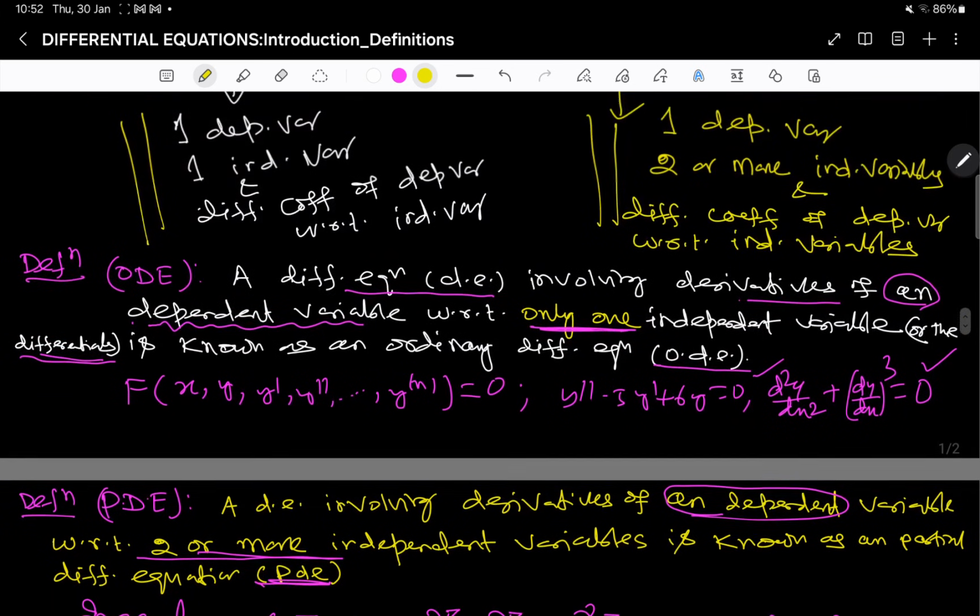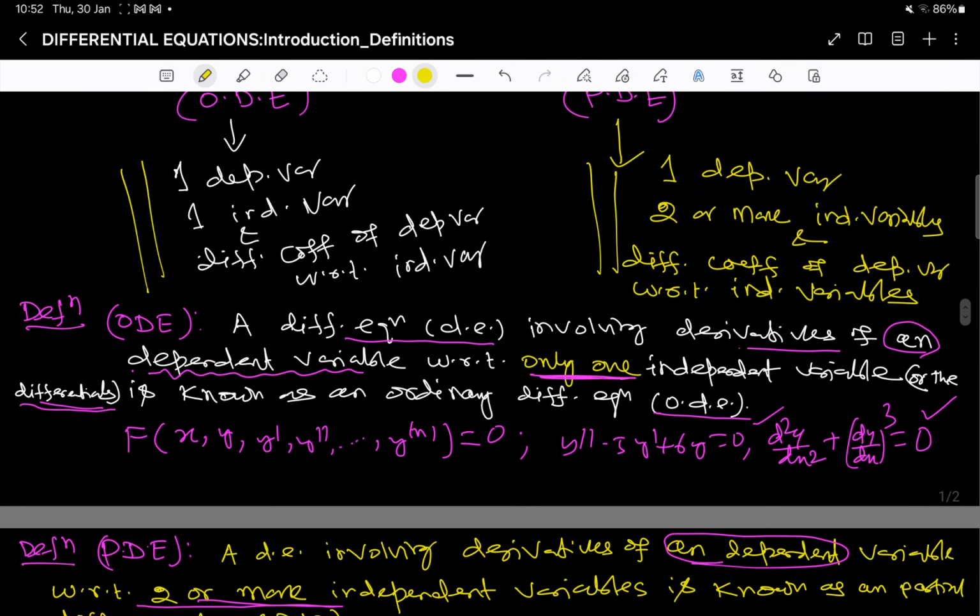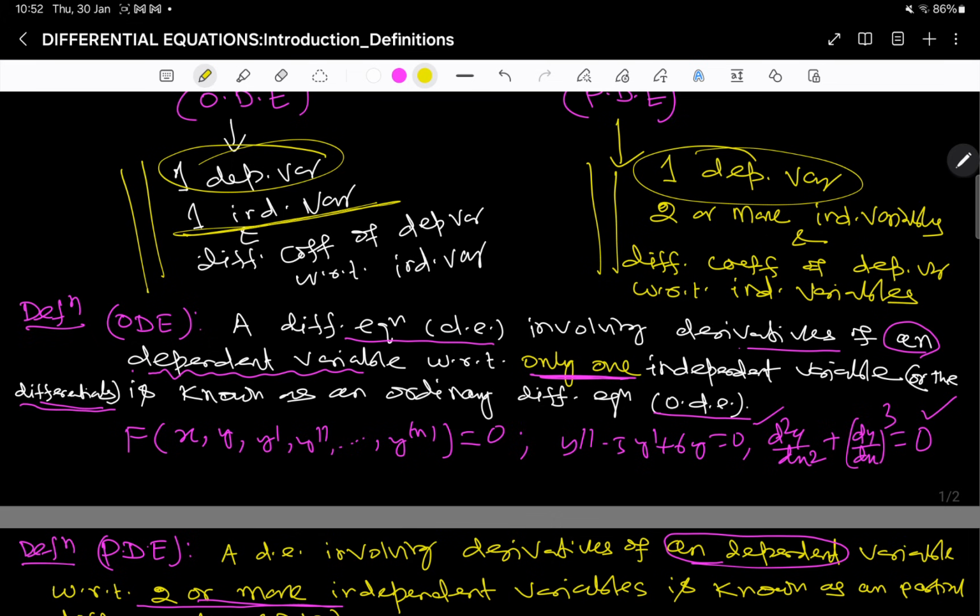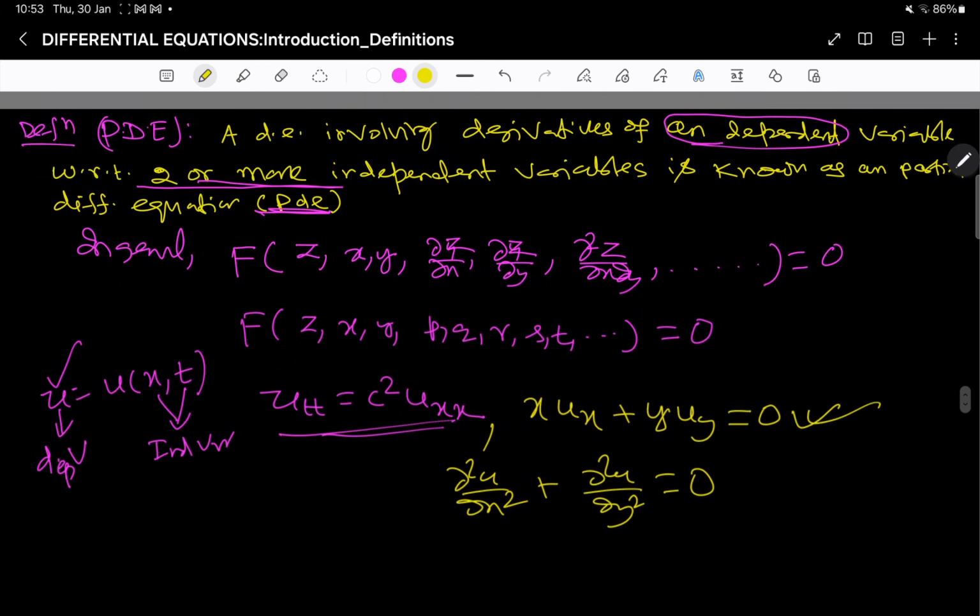So I think the definition is clear. In both cases, there is only one dependent variable. In ODE, there is exactly one independent variable, and the derivatives of the dependent variable with respect to the independent variable. But in PDE, there are two or more independent variables and the differential coefficient of the dependent variable with respect to two or more independent variables. So this is the definition of ODE and PDE.